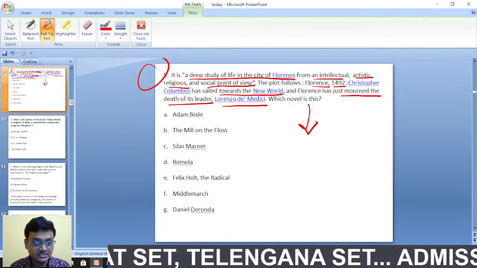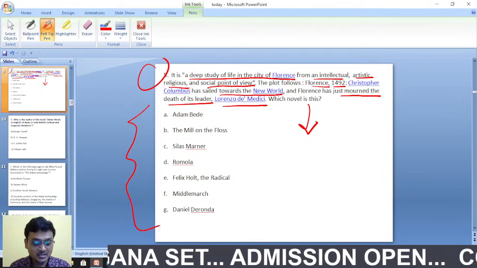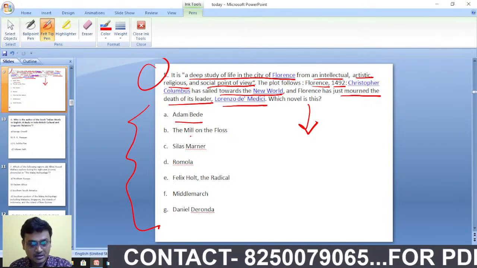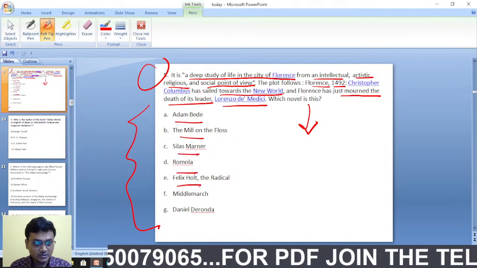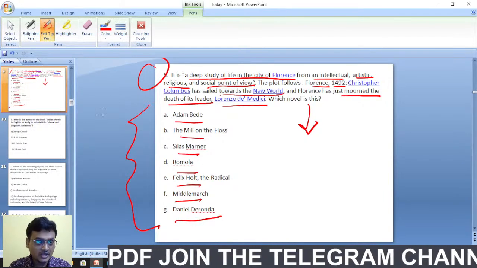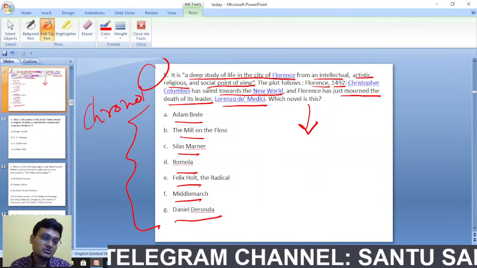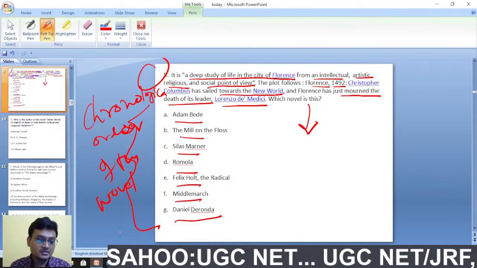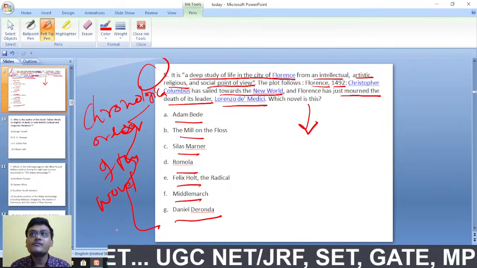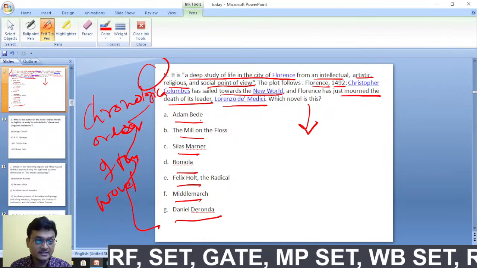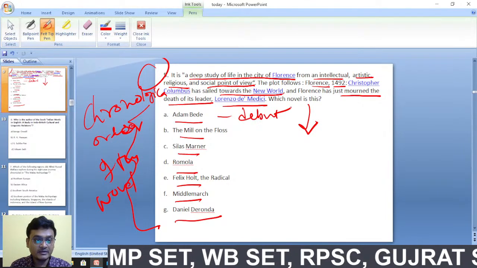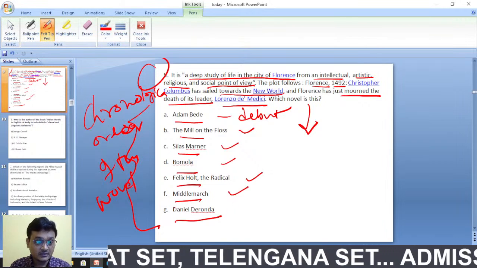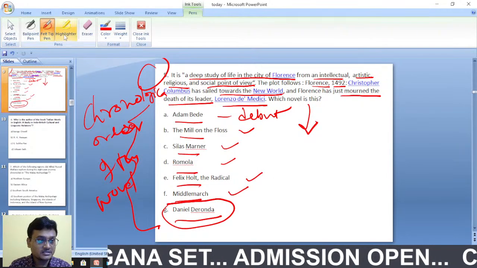And for your kind attention, this is actually the chronological order. I have also given the options here. You can also write it down that these are in chronological order, the novels of Eliot. For you, I have made this. This is the debut novel. Then The Mill on the Floss, then Silas Marner, then Romola, then Felix Holt, then Middlemarch, and the last was Daniel Deronda. The last one is Daniel Deronda.